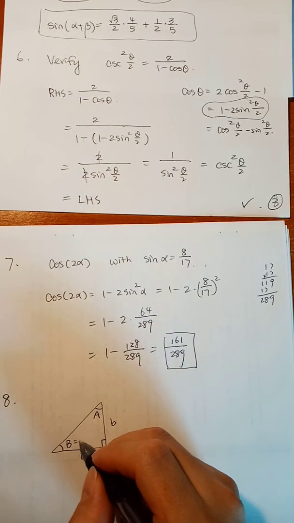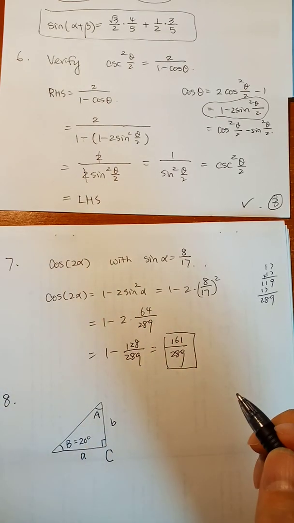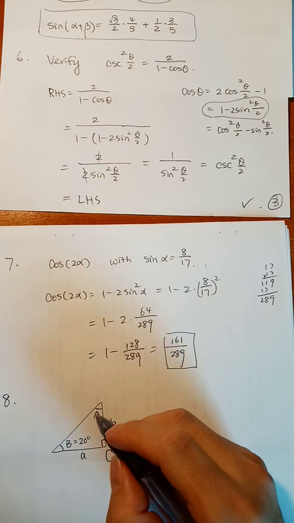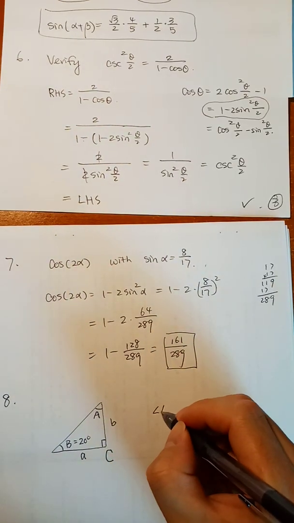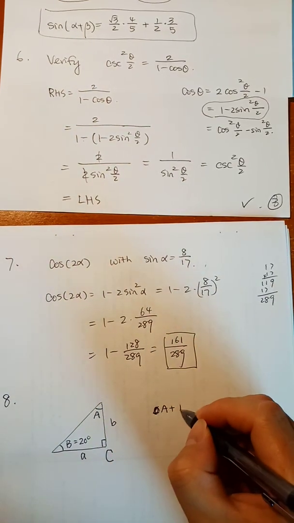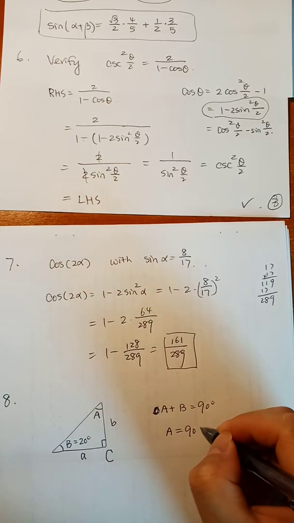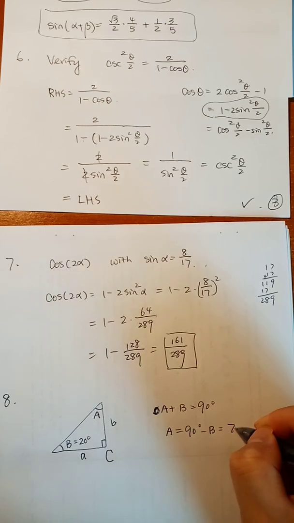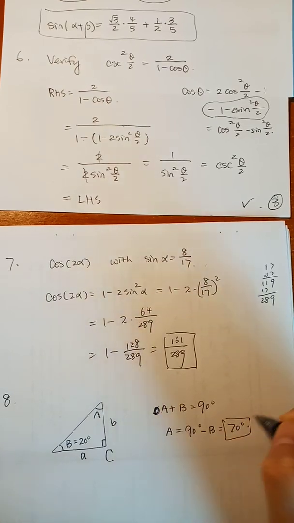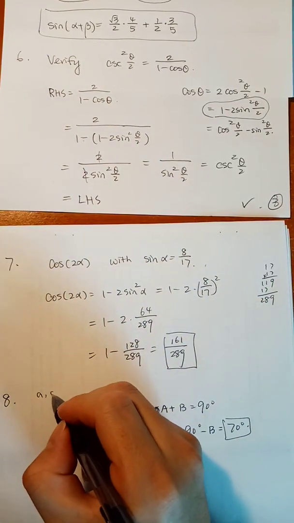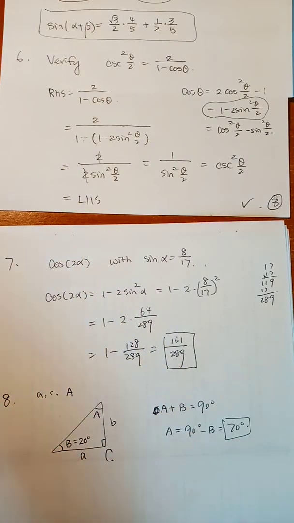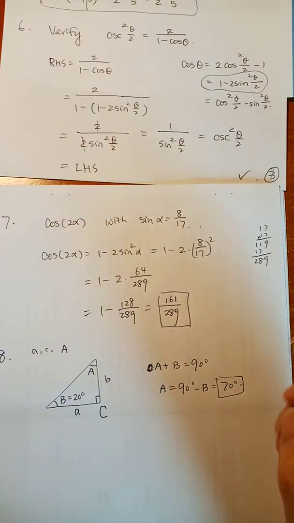So this angle is 20 degrees. We need to find AC and angle A. In this part, angle A plus B should be 90 degrees. So A is 90 minus B, which is 70 degrees. This is one answer. We need AC and angle A. Okay, another thing.